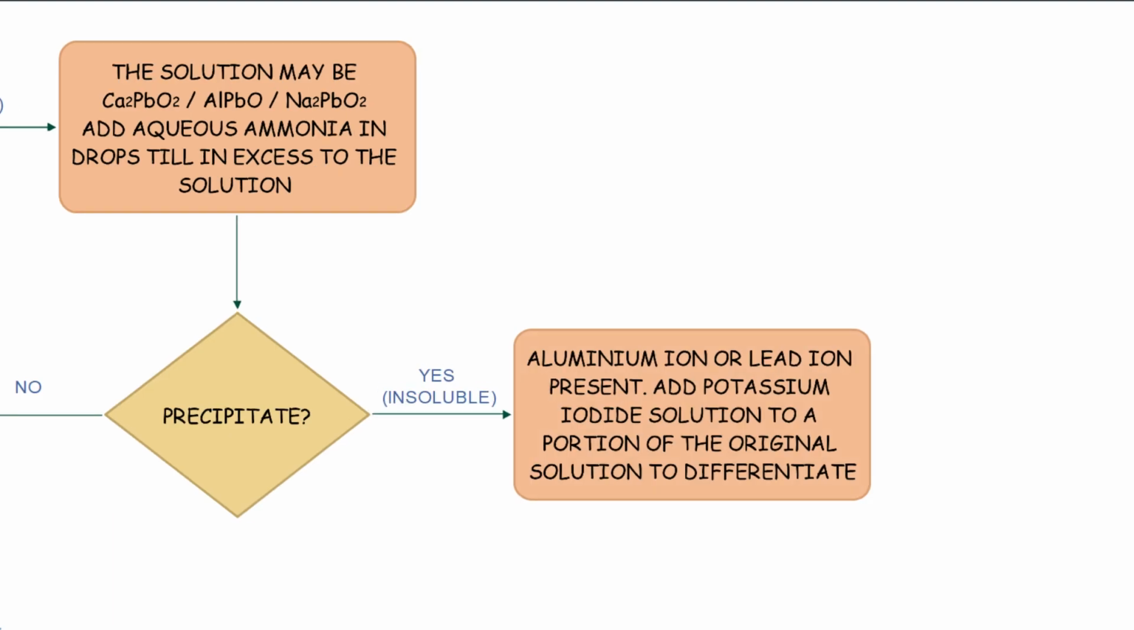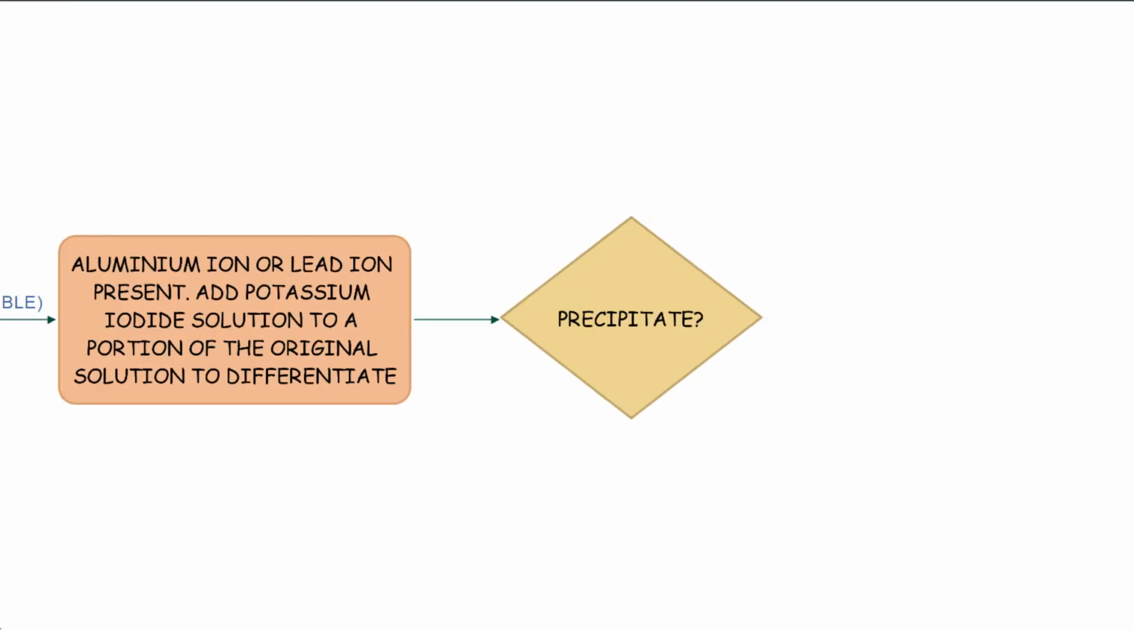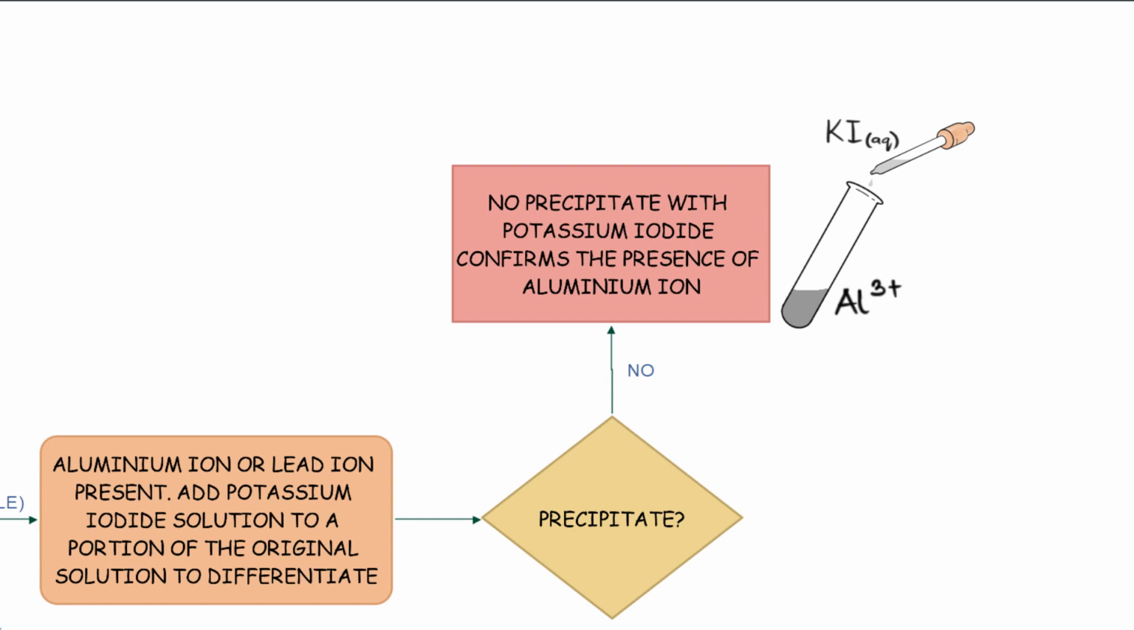However, if the precipitate is insoluble, that means that we either have aluminum ion or lead ion present. For us to distinguish between these two, we need to add potassium iodide solution to a portion of the original solution so that we can know whether it is aluminum or lead that is present in our source solution. Now, when we add potassium iodide, we need to observe: is there a precipitate? If there is no precipitate with potassium iodide, that means that aluminum ion is present in that source solution.